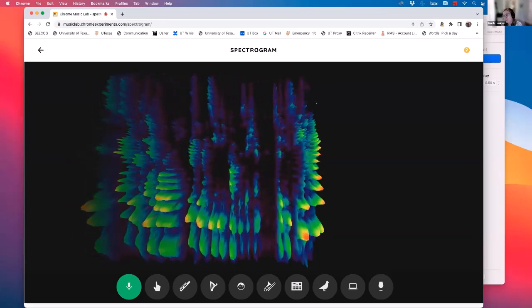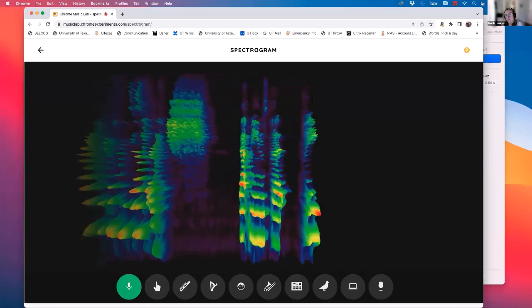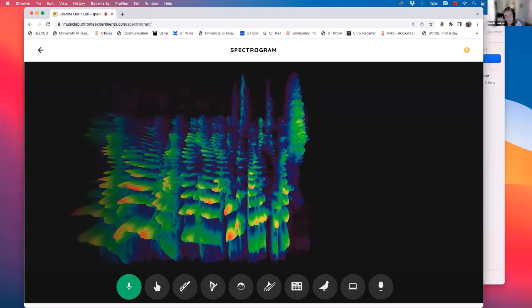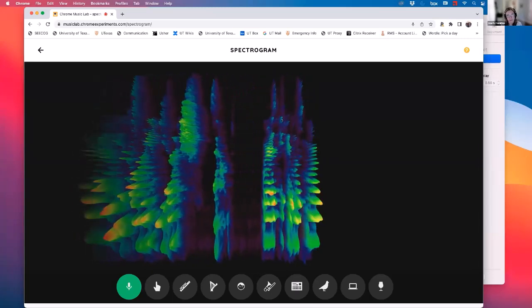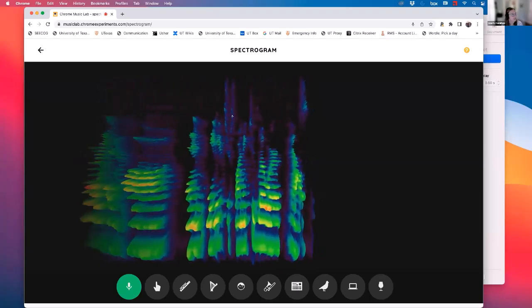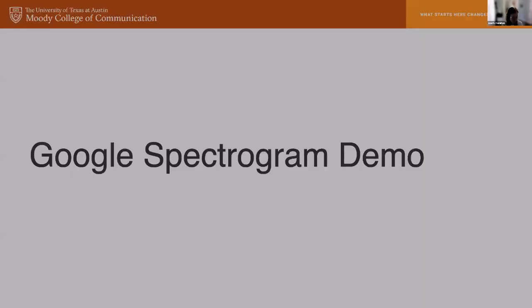So if you see high frequency stuff like shh, that means that maybe that neuron or that brain area is responding to a sh sound. Whereas if it looks more like an ah, then maybe it's responding to lower vowels, things like that. Okay, so let's keep going.